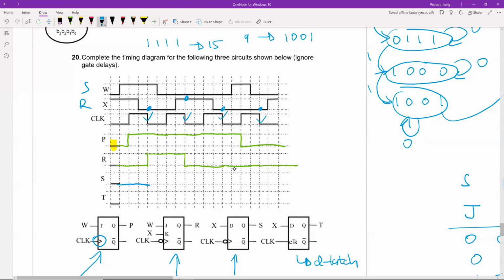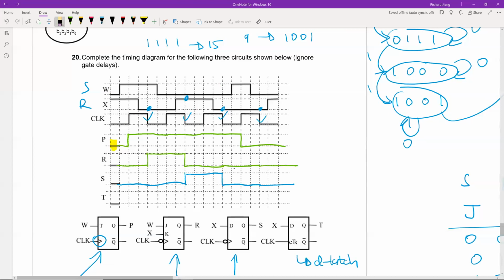At the first falling edge, it's supposed to be low, so it stays low to the next falling edge. At this point, it goes high, so it stays high. And at the next falling edge, I see that it's low. And then here, at the next falling edge, I see that it stays low. So that's my final answer for S.